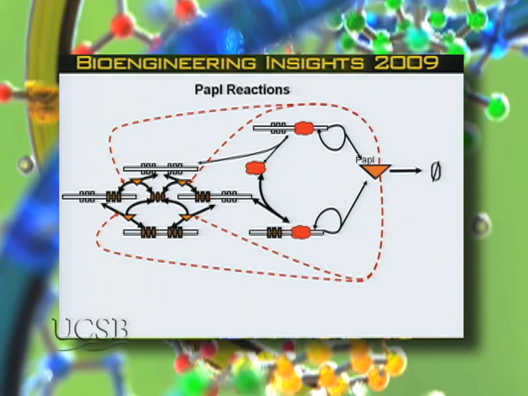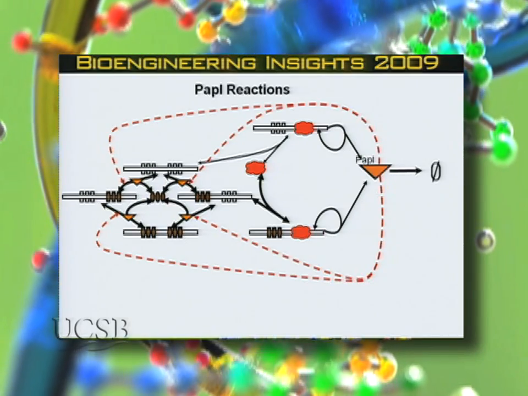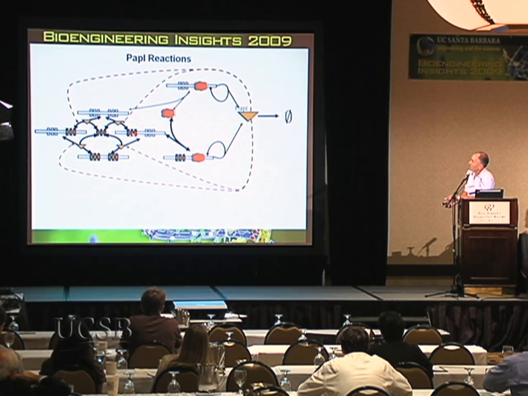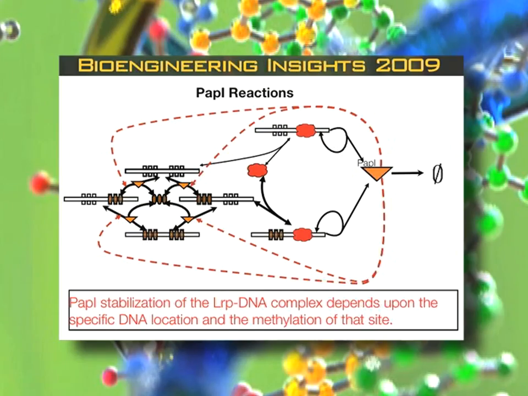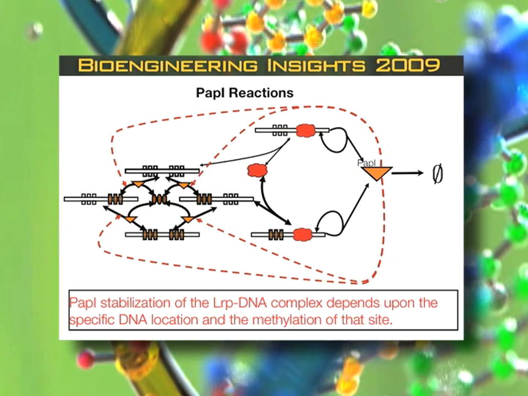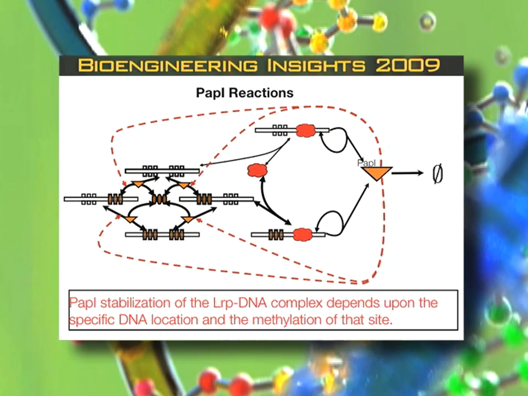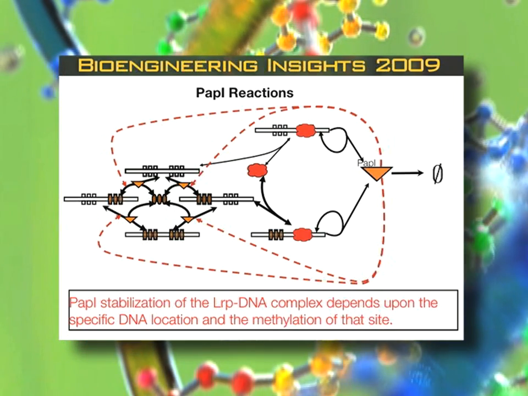and look at, for example, how PapI affects each of these states. For example, PapI helps Lrp move from the proximal to the distal. We've talked about that. And so by putting all these reactions into a model, they're able to model how PapI works. PapI stabilization of the Lrp-DNA complex depends upon the specific DNA location, here or here, and the methylation, I said, affects the binding of PapI and Lrp.